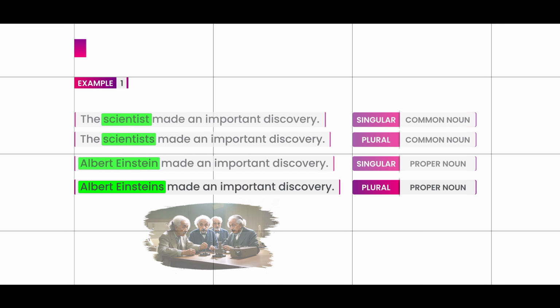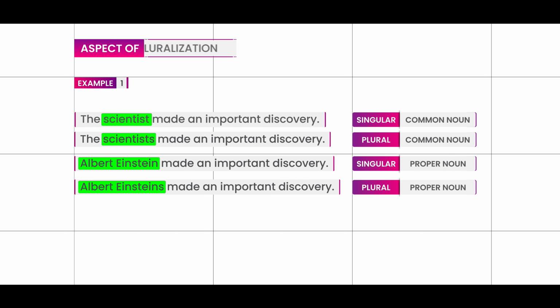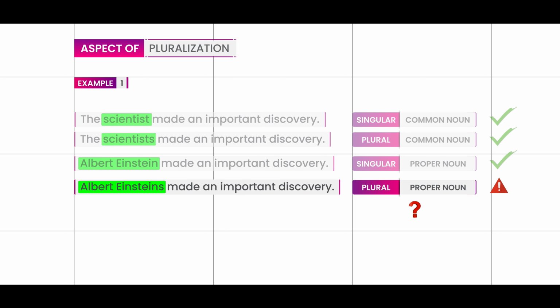But then, all said and done, what I want you to understand is that out of these four sentences, only the first three are valid and the last one is invalid. And why is it invalid? Well, that's because a proper noun cannot exist in the plural form. The word Albert Einsteins is meaningless, and hence the sentence itself happens to be an invalid sentence.